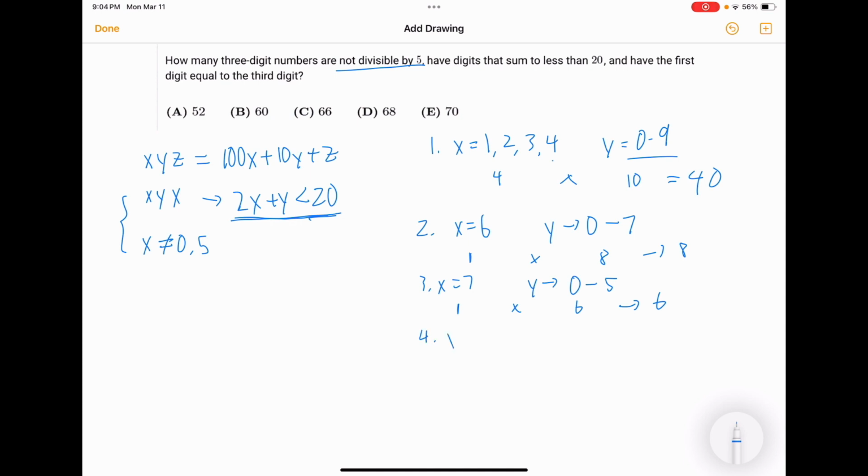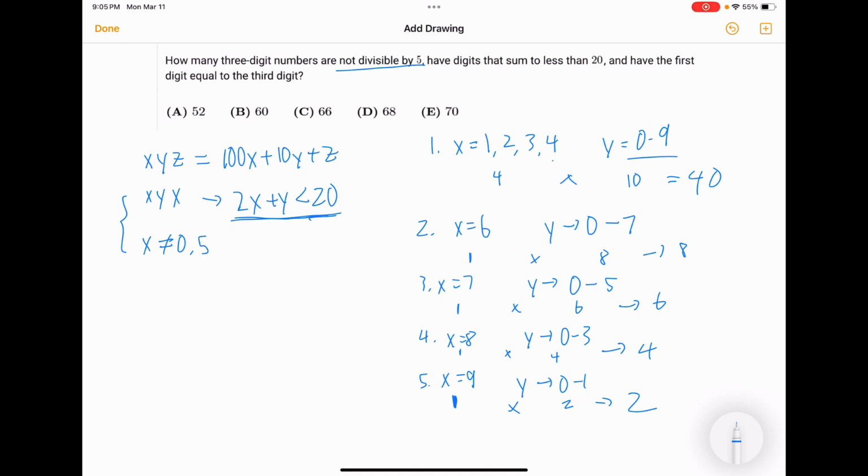We can do the same thing for when x is 8 and when x is 9. When x is 8, y can be in the range of 0 to 3, so that gives us 4 choices for y and 1 choice for x, so 4 combinations. When x equals 9, y can be in the range of 0 to 1. That's 2 choices for y and 1 choice for x, giving 2 total combinations for when x is 9.